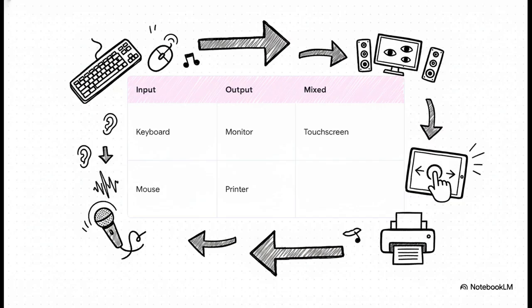We divide them into three incredibly simple categories. First, we have input devices. Think of your keyboard, your mouse, or a microphone. This is how data flows into the machine. It is quite literally how the computer hears and feels your commands.